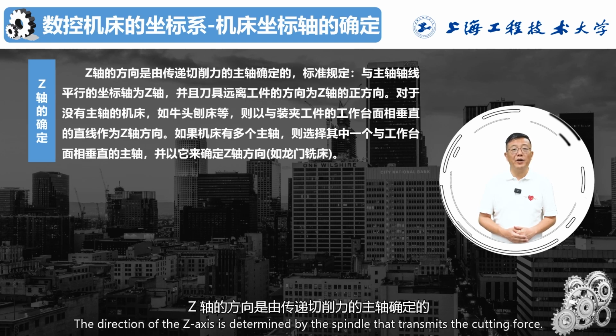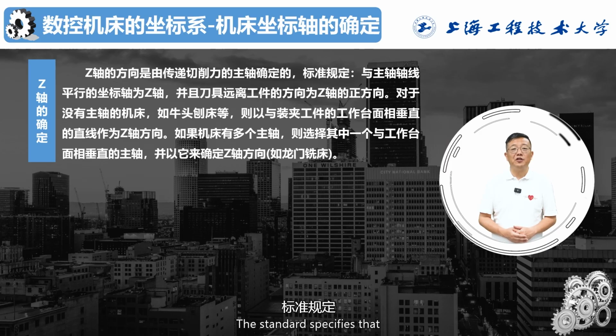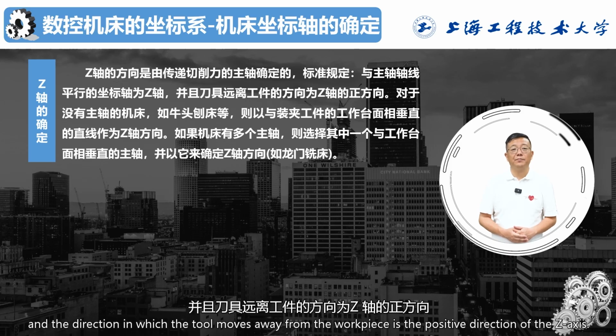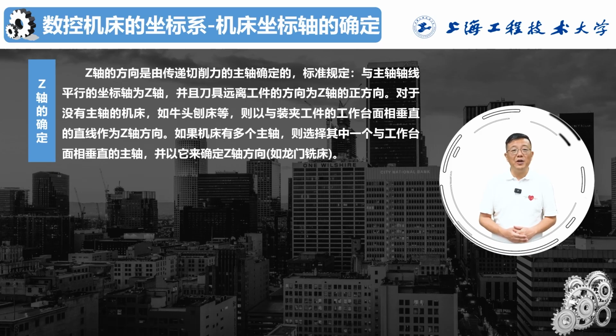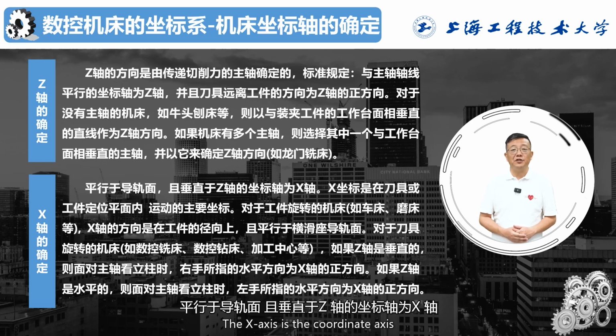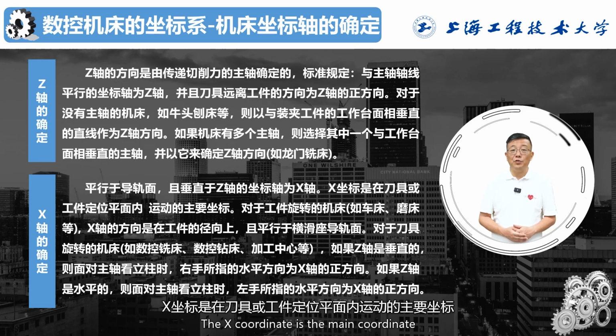The direction of the z-axis is determined by the spindle that transmits the cutting force. The standard specifies that the coordinate axis parallel to the spindle axis is the z-axis, and the direction in which the tool moves away from the workpiece is the positive direction of the z-axis. Next is the determination of the x-axis. The x-axis is the coordinate axis parallel to the guide surface and perpendicular to the z-axis. The x-coordinate is the main coordinate in the plane where the tool or the workpiece is positioned.